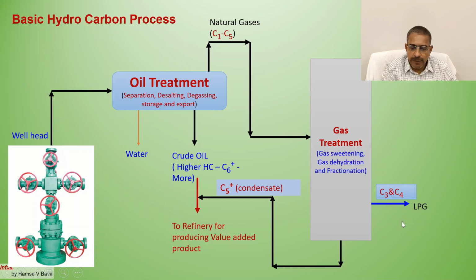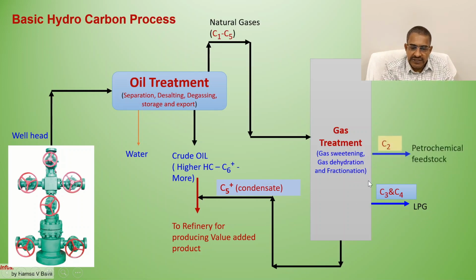Then C3 and C4 are normally removed in the gas treatment fractionation column, and that is called LPG, liquefied petroleum gas, propane and butane. In various compositions, 50-50 or 40-60, in that ratio it will mix and be considered liquefied petroleum gas. That is the fuel used for heating, the cooking gas coming to our kitchen.